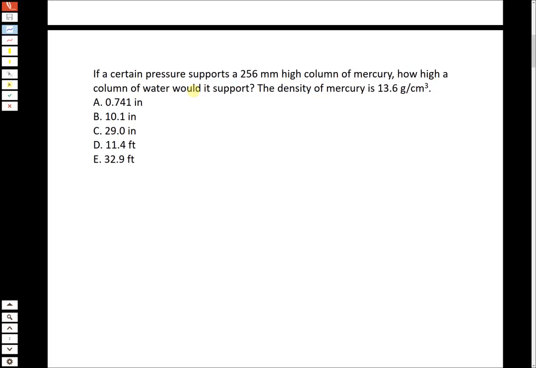So it says a certain pressure supports a 256 millimeter high column of mercury. How high a column of water would it support? All right, so what we're going to do here, and the density is important, it is given to you here, and that's going to come into play. So the first thing to realize is that, remember that the definition of pressure is force divided by area.